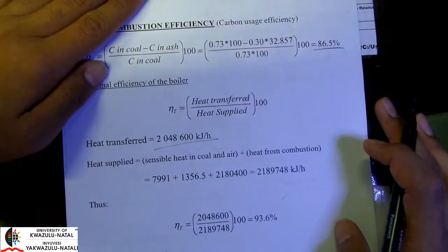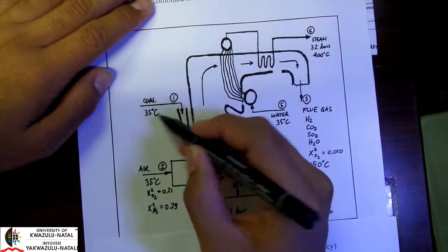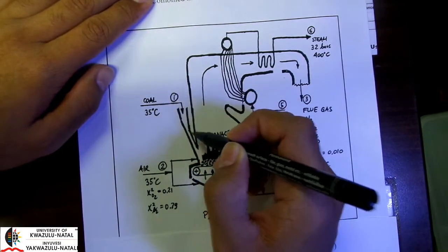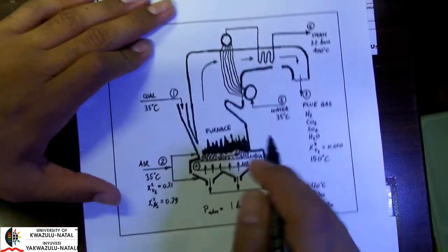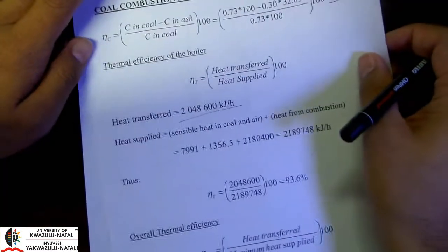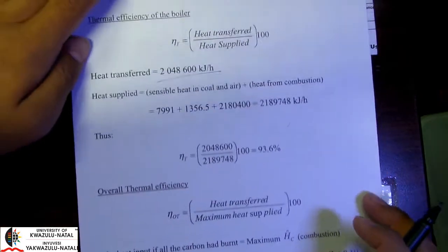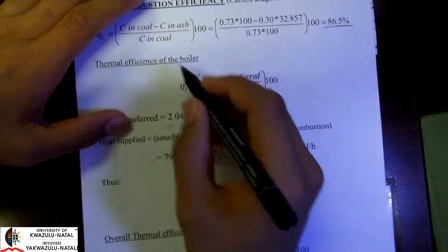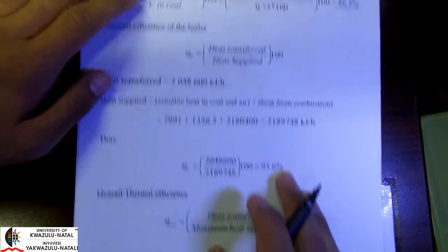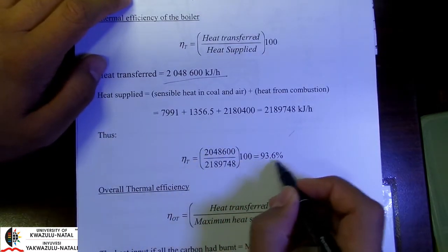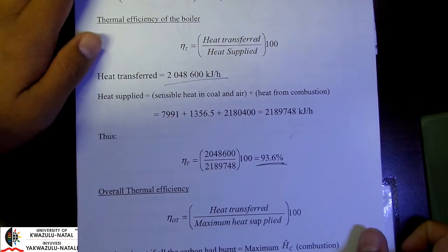Regarding the heat supplied, let's look at our supply. We have heat supplied as sensible heat with the coal, sensible heat with the air, and heat of combustion. So that was our heat supplied. Quantifying our thermal efficiency, which is defined as heat transferred over heat supplied, it's an easy calculation, and we see that the boiler is 93.6% efficient.